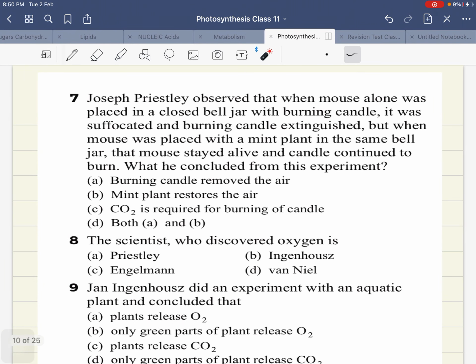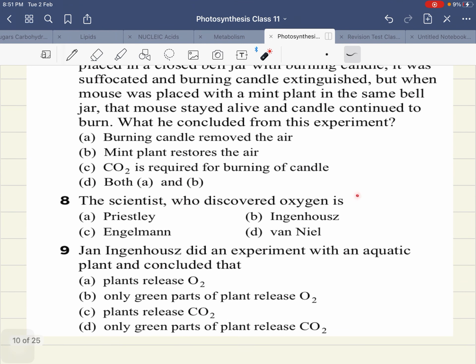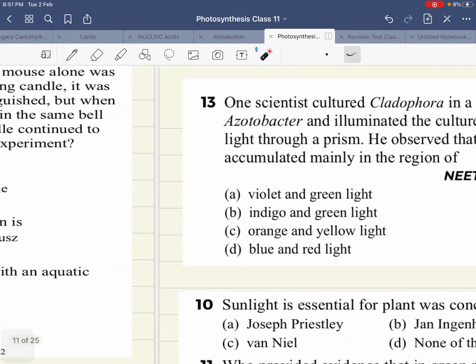Seventh question. Joseph Priestley observed that when a mouse alone was placed in a bell jar, it suffocated and the burning candle extinguished. But when the mouse was placed with the plant, the mouse stayed alive. The candle continued to burn. What do you conclude from this experiment? Next question. The scientist who discovered oxygen, you know the answer. Ingenhousz did an experiment with an aquatic plant and concluded that, okay, Ingenhousz, what was the main purpose? What was the main aim?